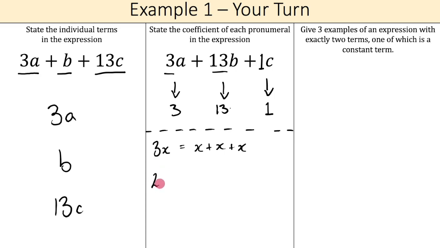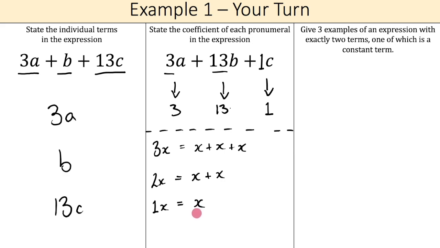If I had 2x, well, that means I have 2 x's because it's just 2 times x. So that's just x plus x. Well, if I had 1x, what is that equal to? Well, it's just equal to 1 times x. It's literally just x. So as you can see, if I have my pronumeral as x, I have an invisible coefficient in front of it of just 1 because 1x is the same as x.